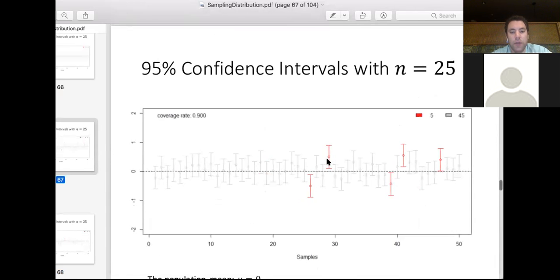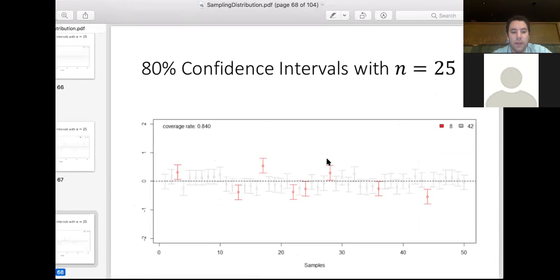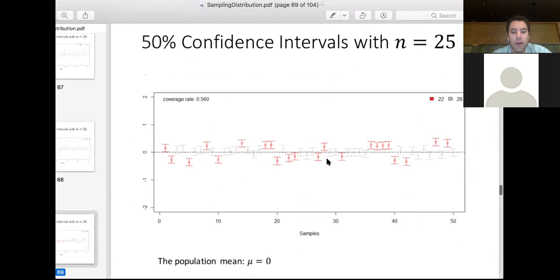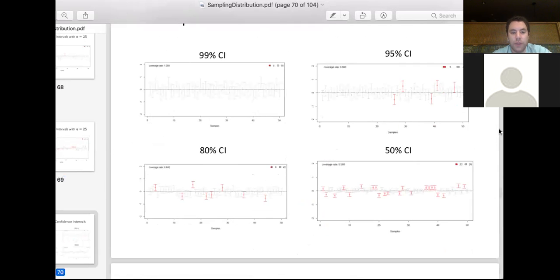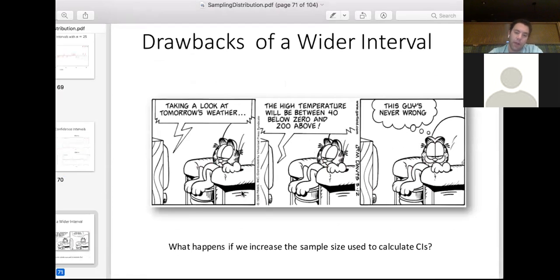You can see that here. So you can see how, as we're changing the level of confidence, it's affecting the different coverage rates of these different intervals. So we can see here, with the 99% confidence interval, we have 100% coverage rate of the true population parameter. But here with the 50%, you can see there's only a 0.56 coverage rate. You can see these red ones do not encompass the true population parameter. So just an example of how that affects different confidence intervals.